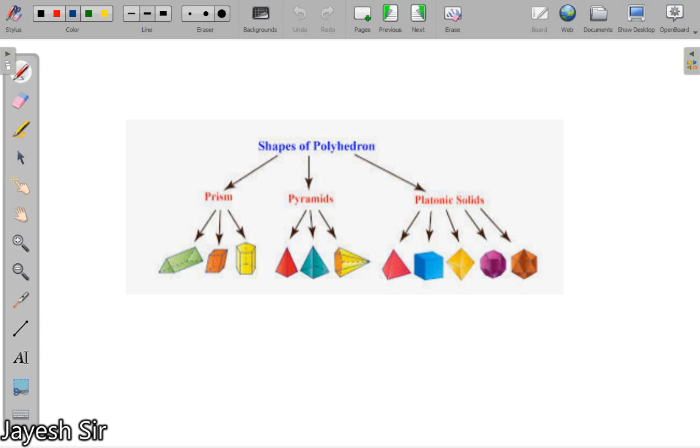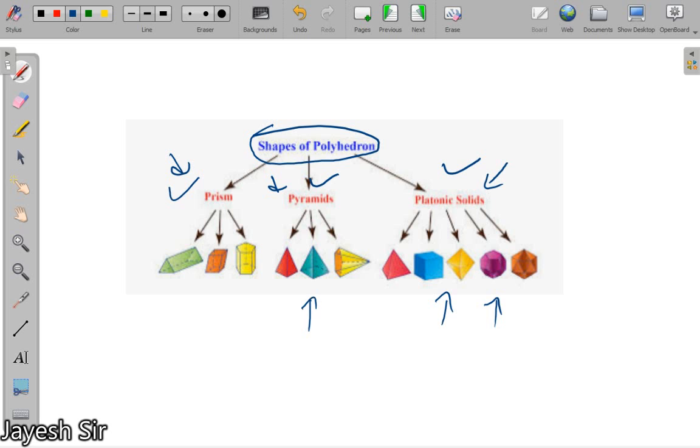Okay, I told you yesterday, for the shape of polyhedron we have three types of shapes. Okay, we have prism, we have pyramids, and we have platonic solids. Now what are platonic solids? That is not our concern. As you go in the higher classes you will come to know about platonic solids, if you are still in science stream. But we are definitely concerned about prism and pyramids.